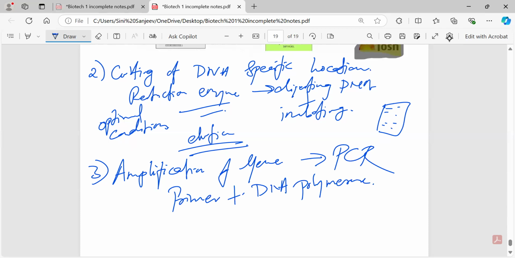Now, what is this primer? Primers are actually very small, chemically synthesized oligonucleotides. We know, right? Mononucleotides, dinucleotides, polynucleotides, like that. So these primers are nothing but chemically synthesized oligonucleotides. These primers will be complementary to the regions which are already present in the DNA. Because of that only you use primers over there.